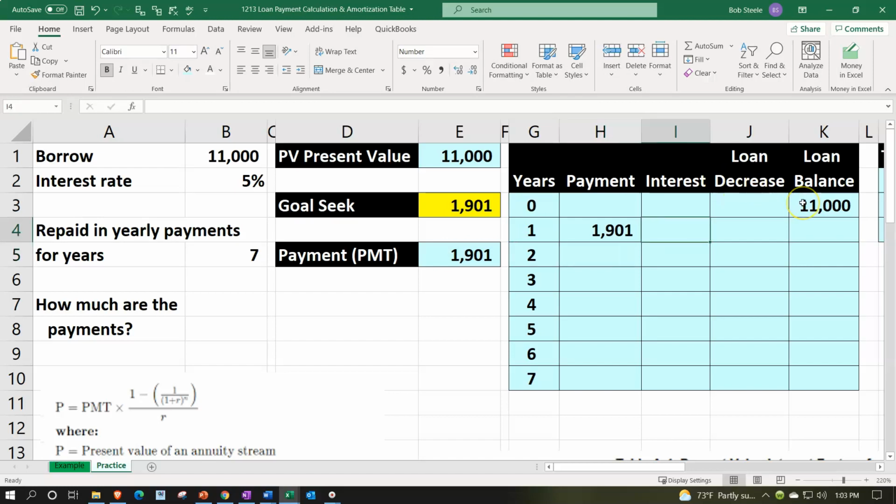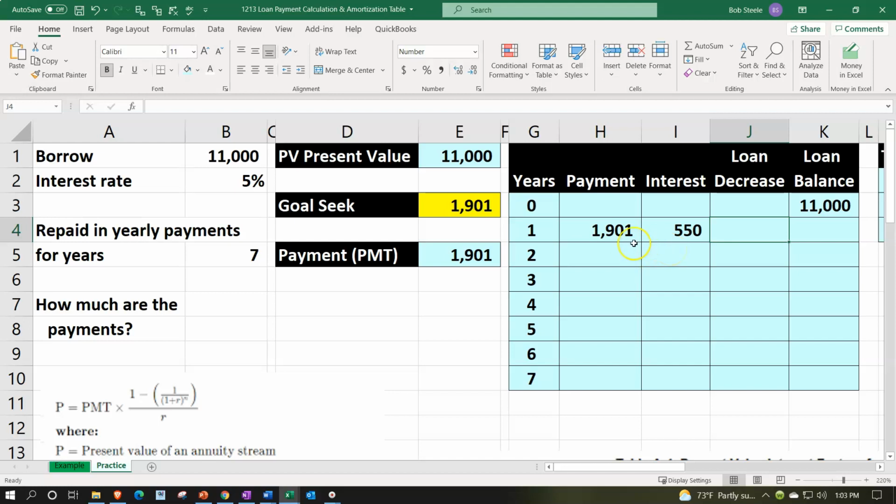The interest is going to be the 11,000 balance times the 5%. That's the rent that we're paying on the borrowed money. So this is going to be equal to the 11,000, K3 times, left, up to the 5%, enter. So that means that we're going to be paying the 1,901 about. There might be pennies involved here. We've rounded it. And the interest related to it is 550.